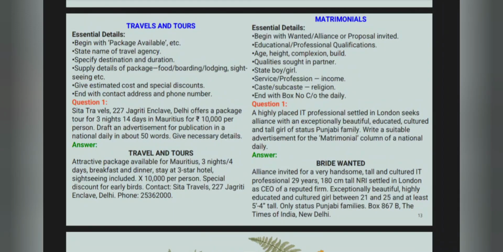Now, matrimonials: if you want a bride or groom, you can mention that alliance or proposal is invited, your educational qualifications, your age, height, complexion, your gender and which gender you want, your caste, your religion, and after that you can add your information or address.